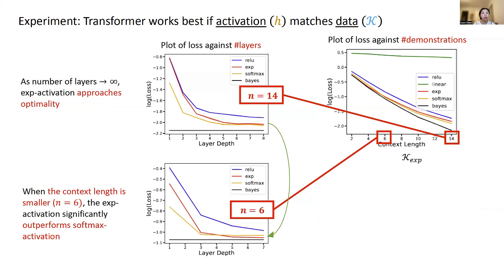In the bottom left plot, we repeat the top left experiment but use a smaller context length of 6. Here, we see that the EXP-activated transformer significantly outperforms the softmax-activated transformer.